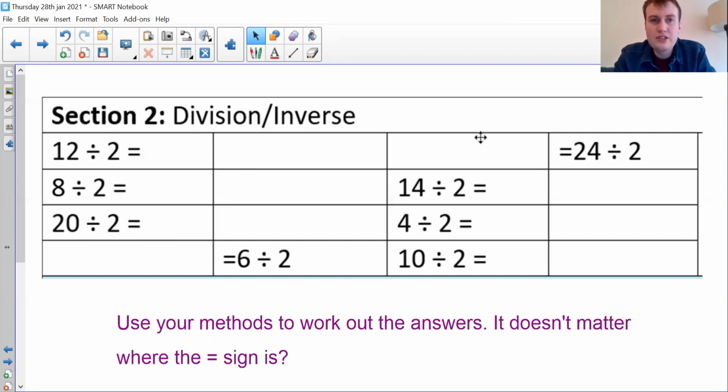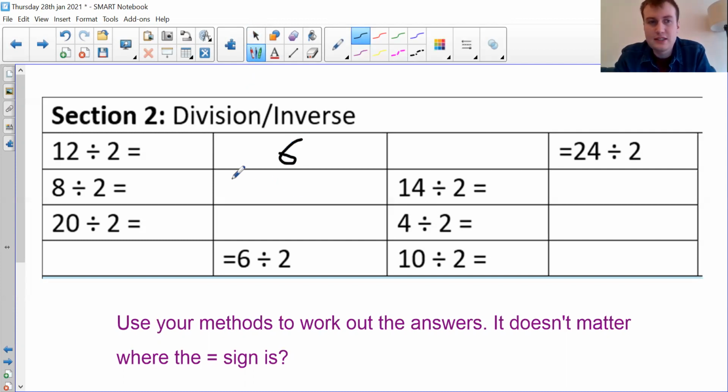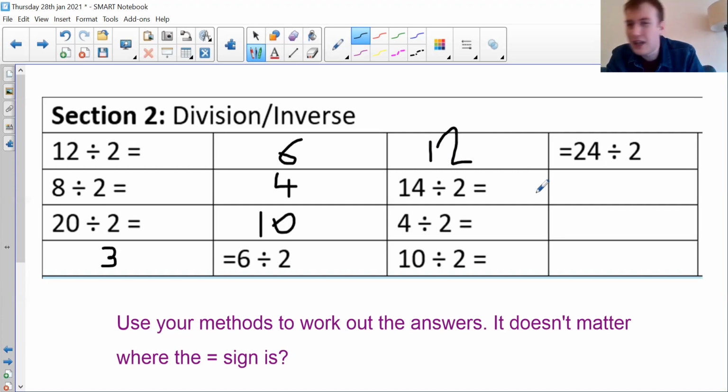Right, 12 divided by 2. When shared into 2 groups, you get 1 group with 6. 8 divided by 2, you get 4. 20 divided by 2, you get 10. 6 divided by 2, you get 3. 24 divided by 2, you get 12. I like my wild 2s every now and then. 14 divided by 2, you get 7. 4 divided by 2, you get 2. And then 10 divided by 2, and you end up with 5.